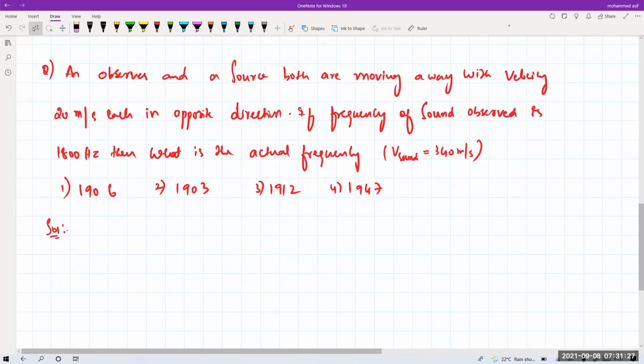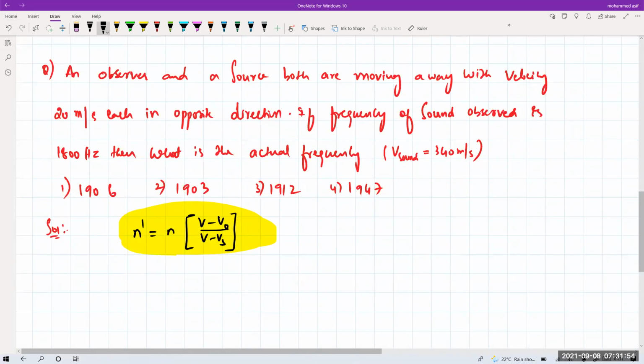So what is the general formula for the Doppler effect? N dash is equal to N into V minus V naught divided by V minus Vs. What is V? V is known as velocity of sound. V naught is velocity of observer. Vs is the velocity of source.